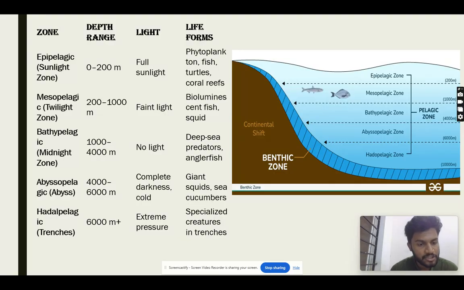Then the hadal pelagic zone, which is the trenches, 6000 meters and plus. It is the very deepest of the zones. Here there is extreme pressure. Obviously sunlight won't be there, and there is a lack of oxygen. Extreme pressure can be found in this zone, so specialized creatures are found in these trenches.